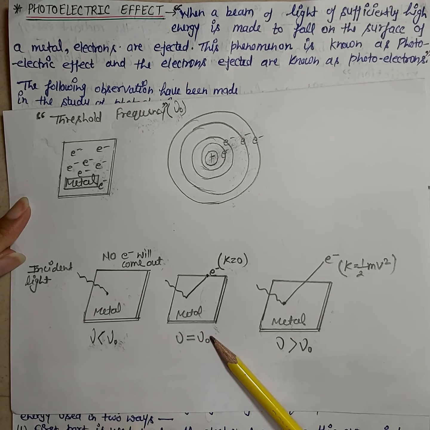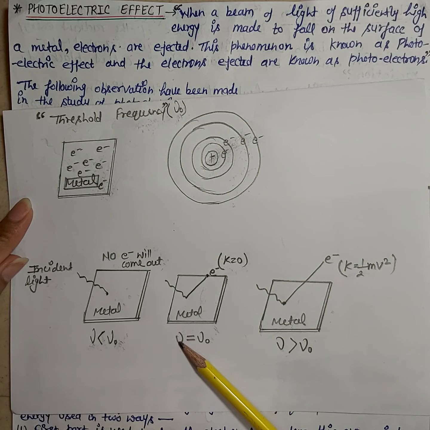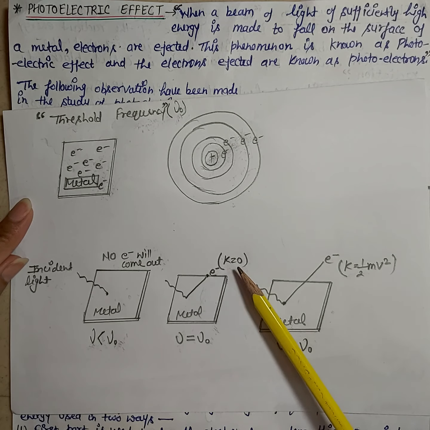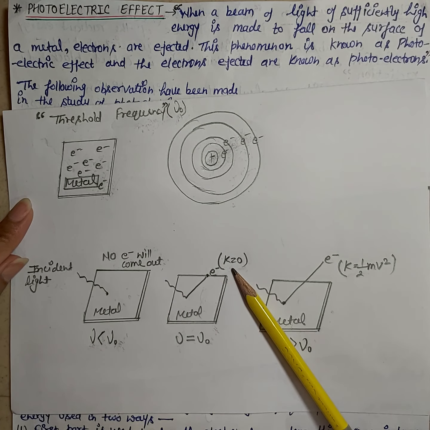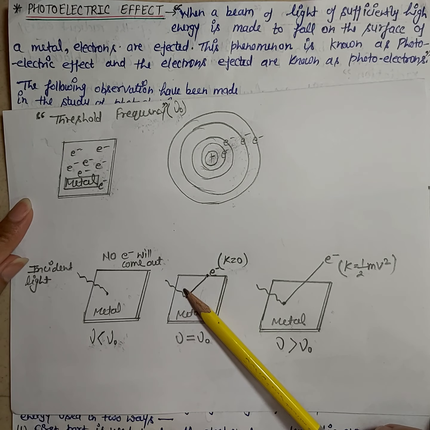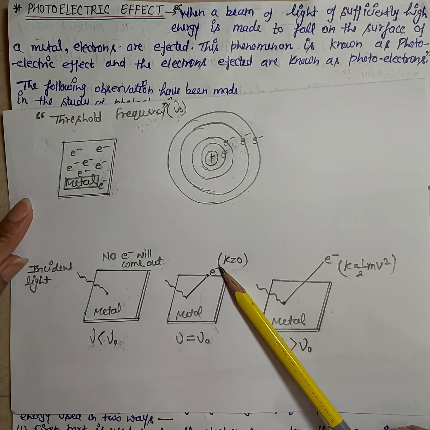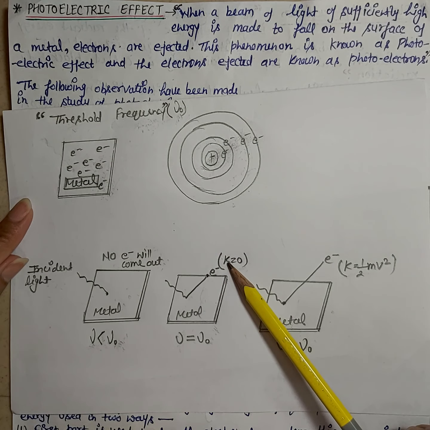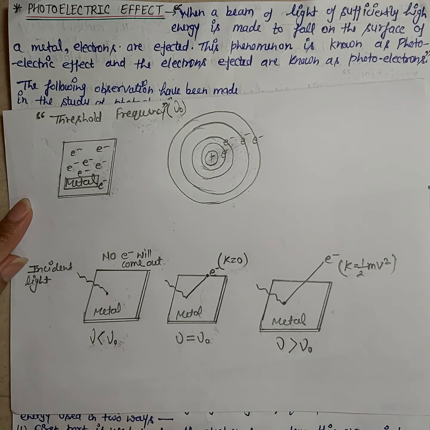Now in the second condition, the frequency nu of the incident radiation is equal to the threshold frequency. Then in this case the electron will come out, but with zero kinetic energy. Why with zero kinetic energy? Because all the energy of this radiation is utilized to eject the electron. So that's why K equals 0.